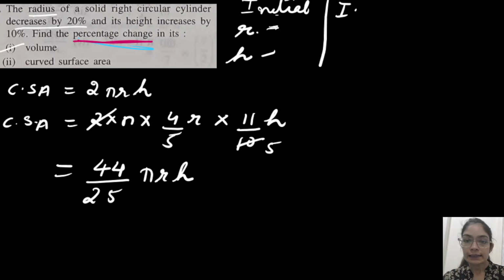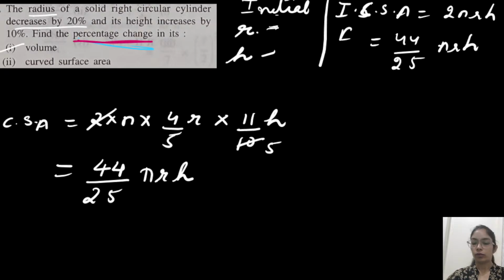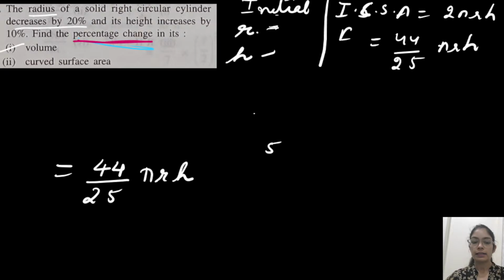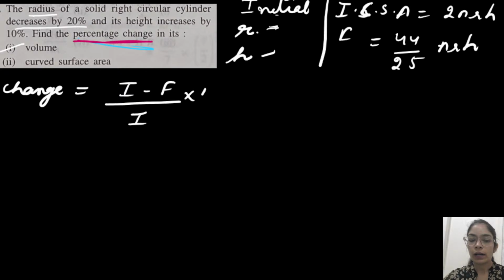So initial CSA is equal to 2 pi RH. So final is 44 by 25 pi RH. Now let's substitute this in the formula. Percentage change. So the percentage change formula we will do the same way. P change here I am writing, that means percentage change. So initial minus final, if it comes negative also we'll write it as positive, by initial into 100.